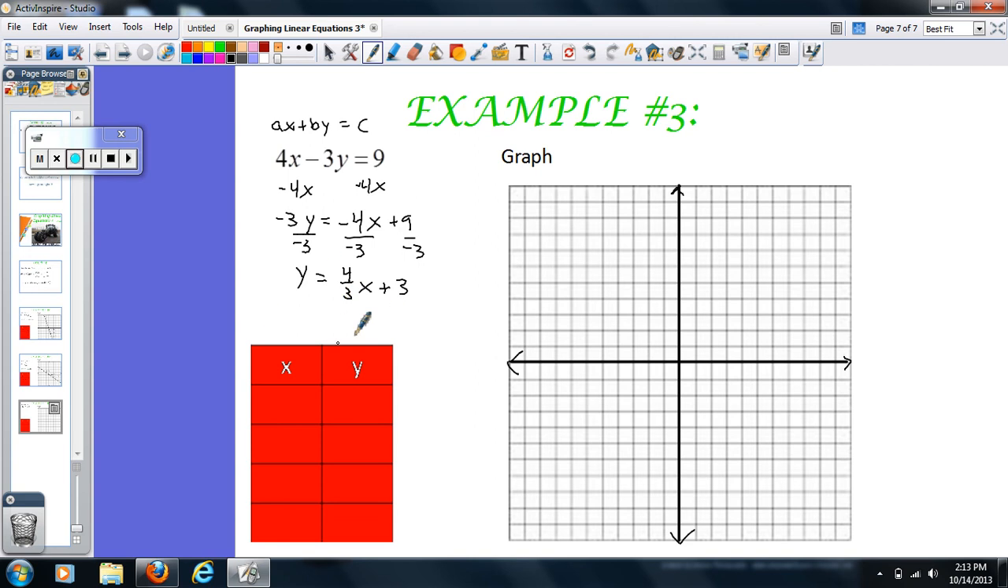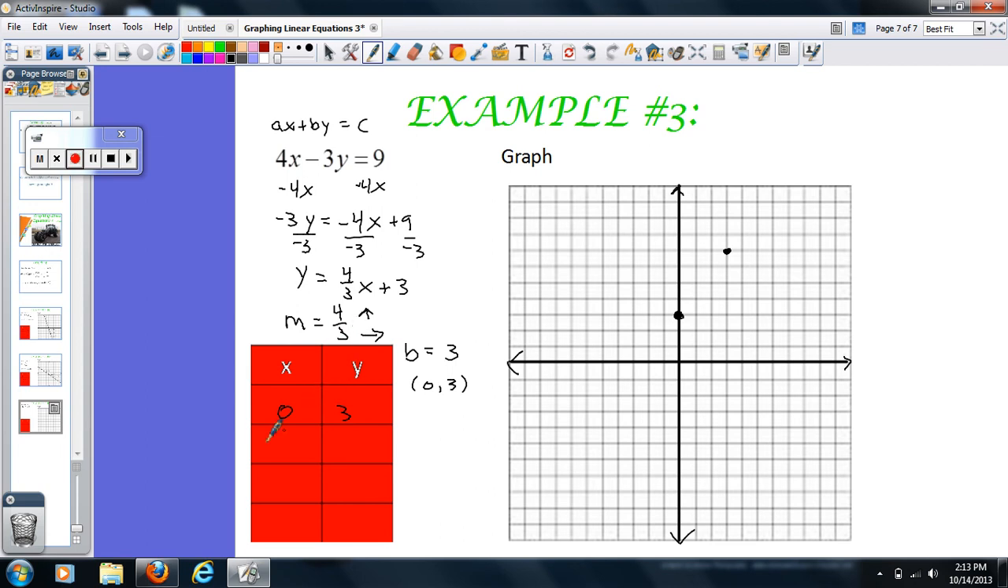Now that it's in slope-intercept form, you're going to follow the same rules. So you're going to start by finding the slope, which is 4/3, which means I go up 4 and I go right 3. My b is 3, which gets written as 0, 3. So we're going to start with that point, 0, 3, and put that point in. Now I'm going to use my slope, which is up 4. 1, 2, 3, 4, right 3. 1, 2, 3.